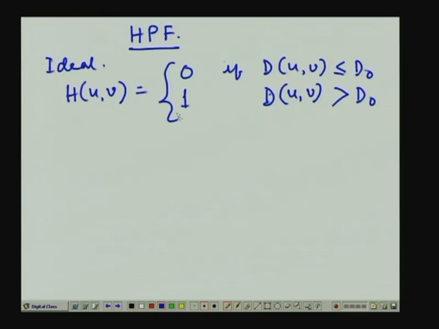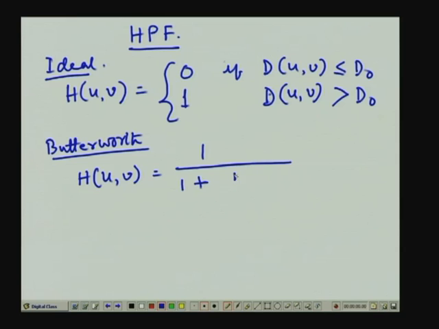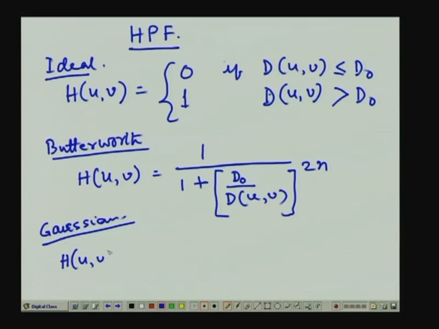Similarly, we can have the Butterworth high pass filter, where H(u,v) is given by the expression 1 upon 1 plus (D0 by D(u,v)) to the power 2n. And we can also have the Gaussian high pass filter, which is given by H(u,v) equal to 1 minus e to the power minus D square(u,v) upon 2 D0 square.